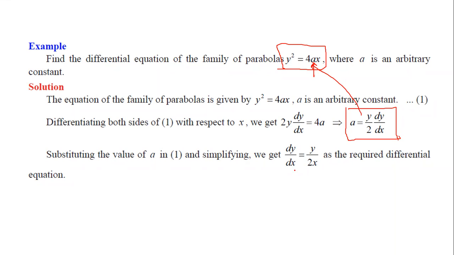Therefore, y square equal to 4x into a, and a is (y by 2) dy by dx. On both sides y is there, and y gets cancelled. Therefore, the resulting equation is dy by dx equal to y by 2x. This is the required differential equation.